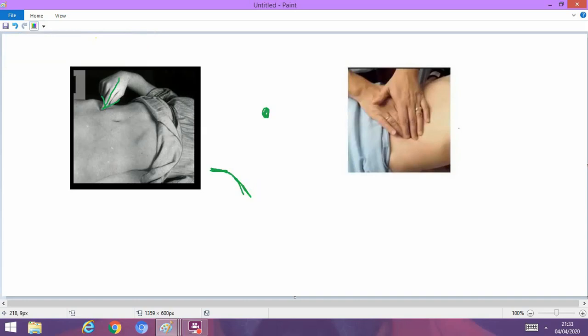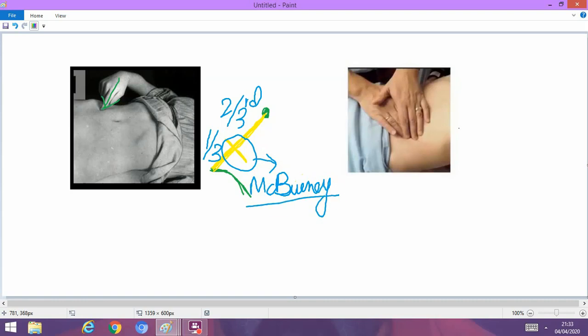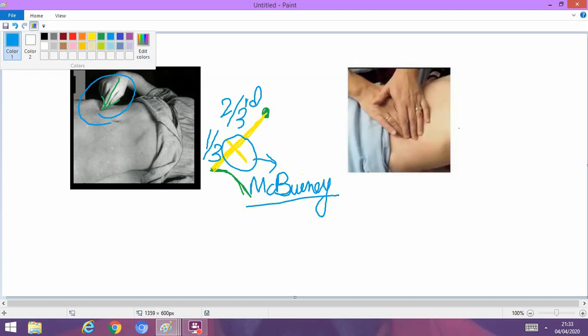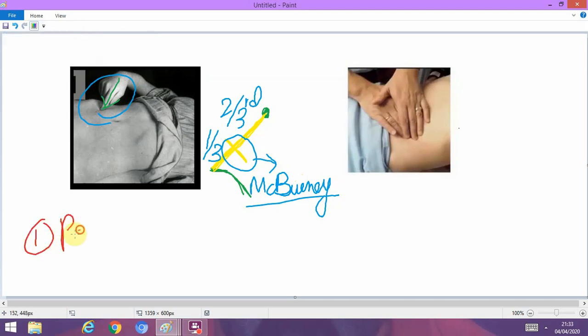Then there's a line that lies between them, and there is a point at a distance of about 1/3 from the anterior superior iliac spine and 2/3 of the line from the umbilicus. This point is known as McBurney's point. McBurney's point is where the pain is most pronounced in a lot of patients. So this sign is called the pointing sign. It is very important and a very true indicator of appendicitis.